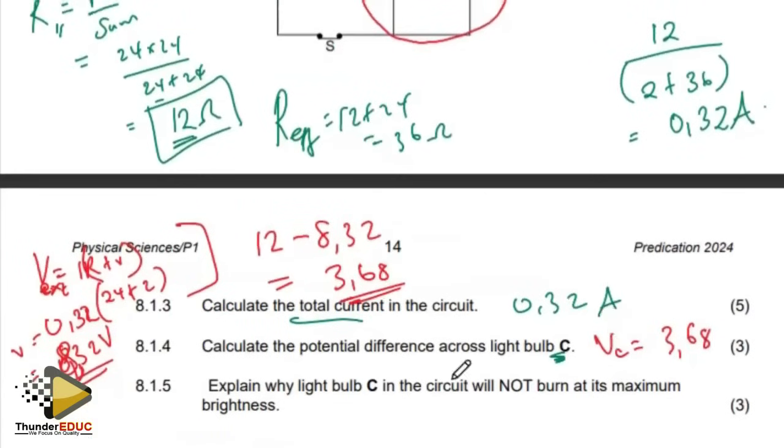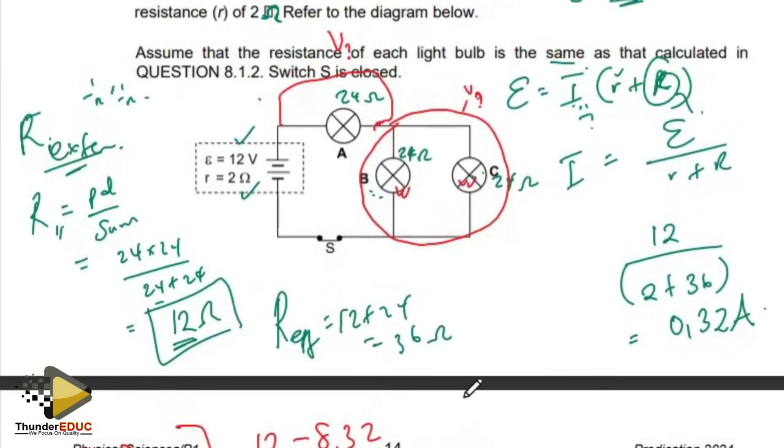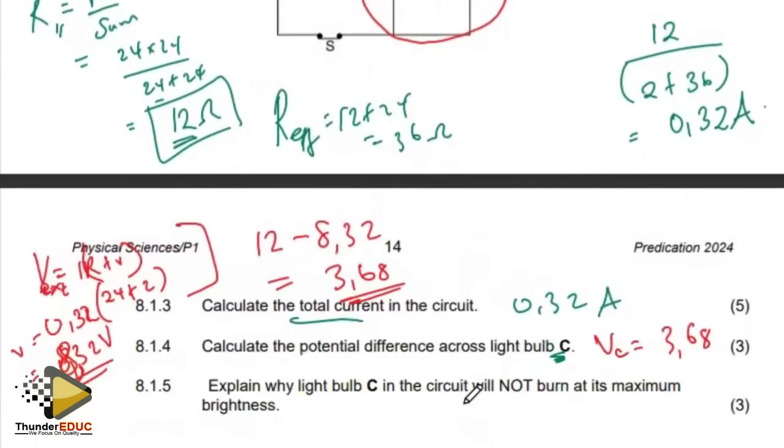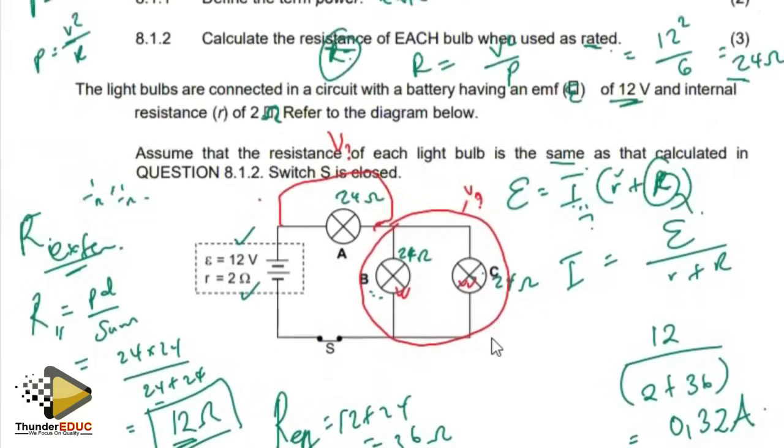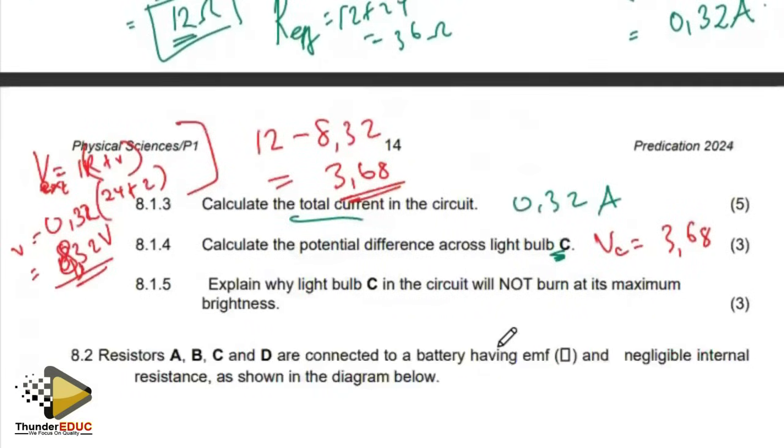Then 8.1.5, can we explain why C in the circuit will not burn at its maximum brightness? Now, the fact that we have an alternative path, B, that is one. But we can also look at the power ratings. The power rating is 12 volts. This is how much it can handle. But what is going through there is just a 3 something. So I believe it is too low.